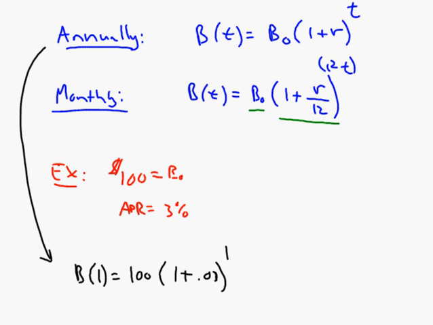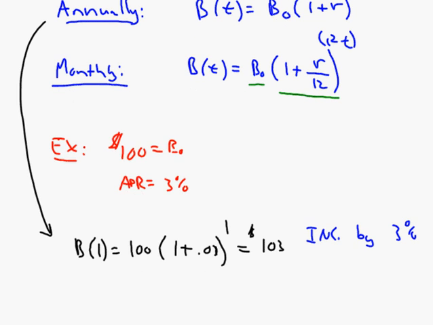So that turns out to be 1.03 to the first. 1.03 times 100 is $103. I picked 100 as my base amount, or my B0, because now you can clearly see that my investment increased by 3%. So after 1 year, my investment increased by 3% if I'm compounding annually.